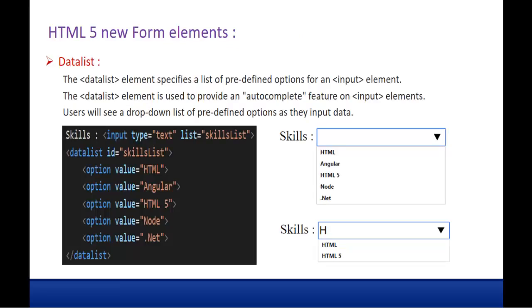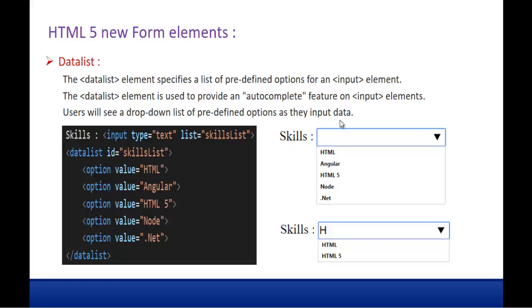The first form element is datalist. The datalist element specifies a list of predefined options for an input element. We already know what the select tag is. In the select tag we have a list of options, and we can select a particular one. Similarly, we have something called datalist. It specifies a list of predefined options for an input element and is used to provide an autocomplete feature on input elements. This is the specialty of the datalist tag. The users will see a drop-down list of predefined options as they input the data.